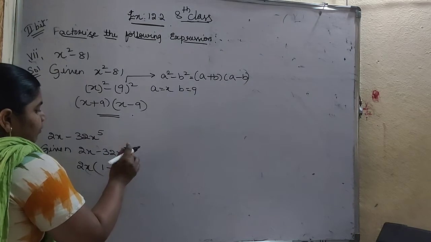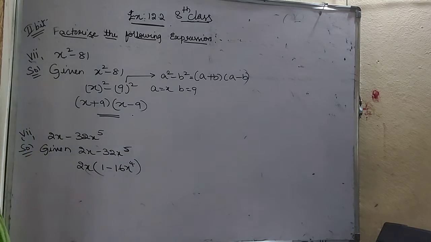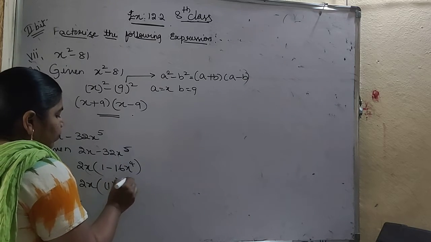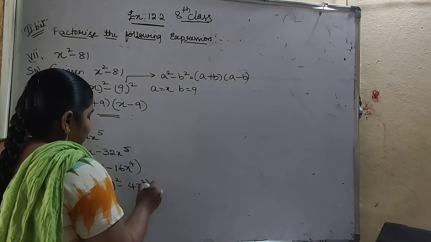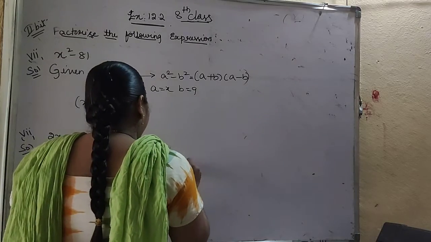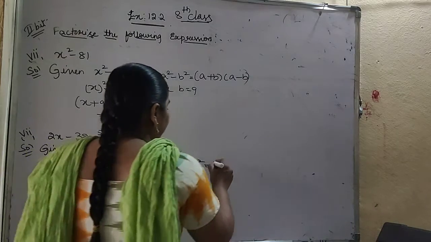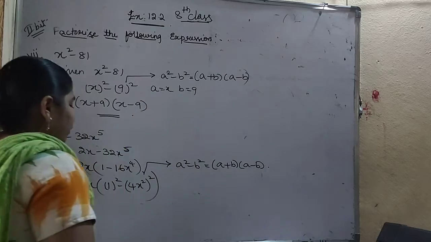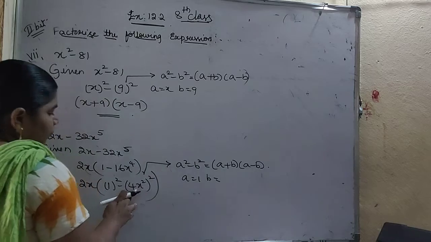Already from this x power 5 I have taken 1 x out, so that will be x power 4. Now 2x I am writing as it is. 1 can be written as 1 square, and 16 can be written as 4 square. So we can write 4x square whole square. Now this is in the form of a square minus b square. So a square minus b square is nothing but a plus b into a minus b. Now we can compare here: the a value is 1 and the b value is 4x square.